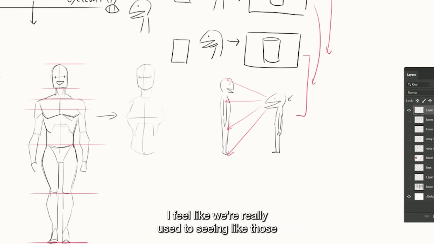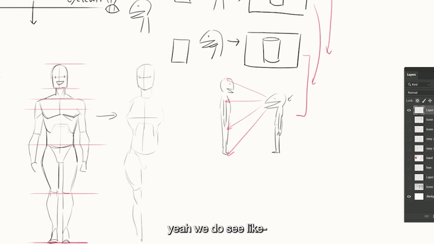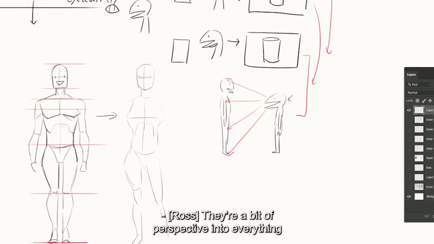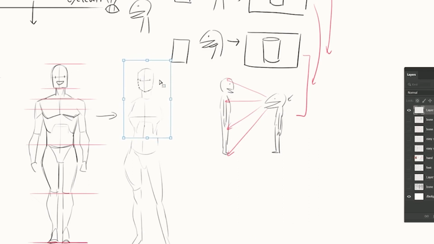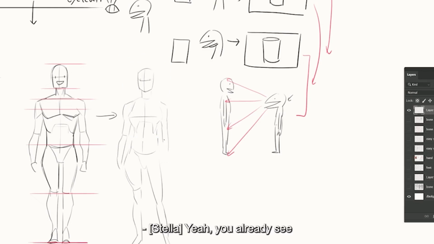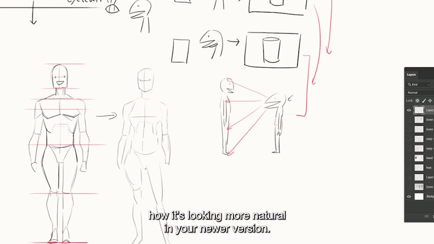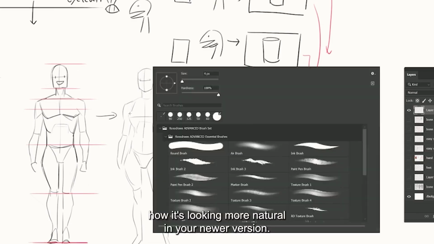Unless it's like those anatomical breakdowns. But in real life, we do see a bit of perspective in everything. I'm looking at the energy drink can on my desk right now, and this is a really great tip. You can already see how it's looking more natural in your newer version.